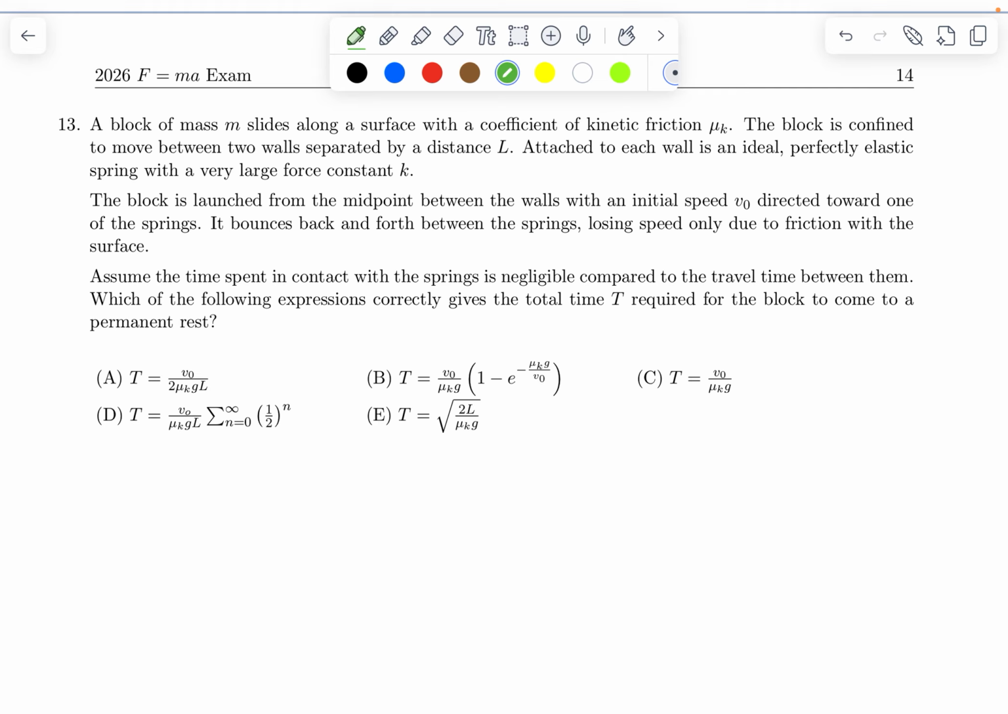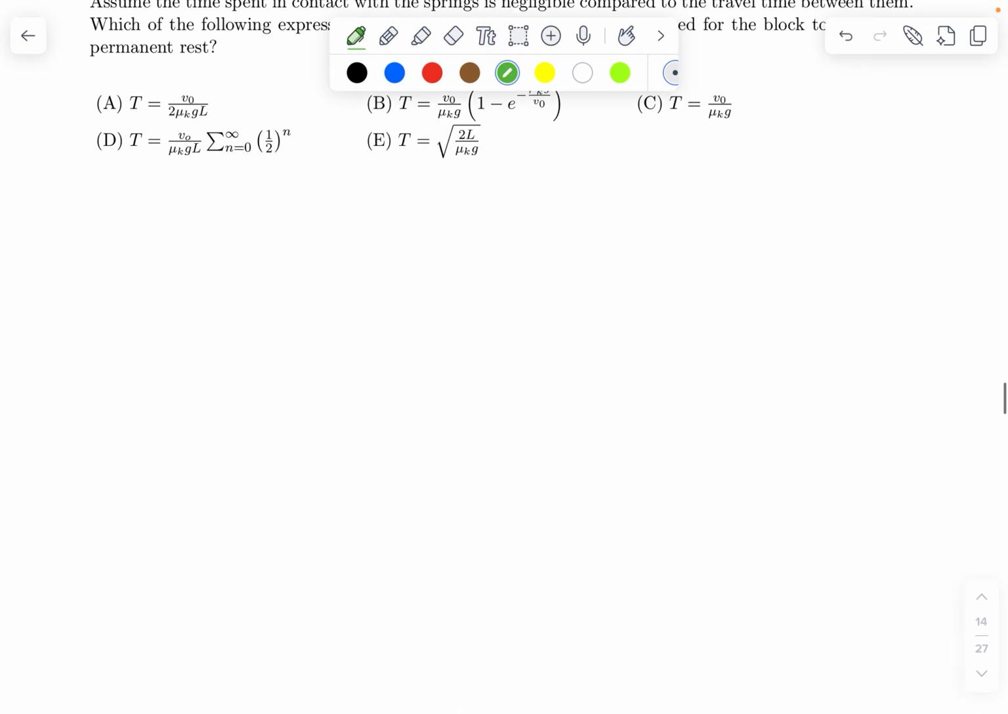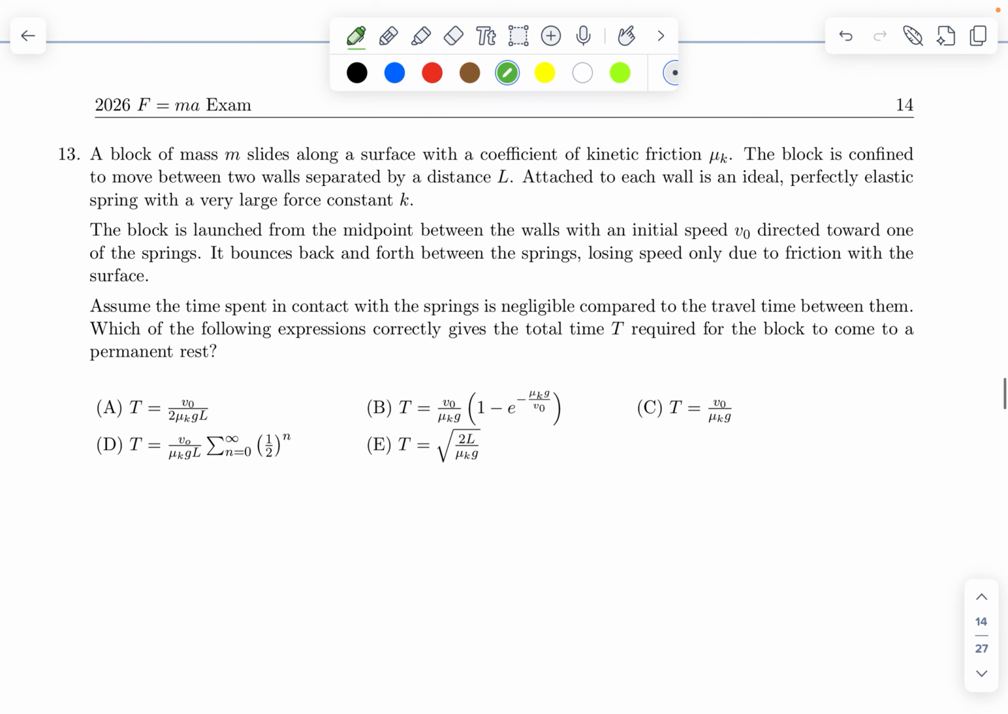First, I would like to start off with the joke of the day, which is, why did the chicken cross the road? Whether the chicken crossed the road or the road crossed the chicken depends on your frame of reference. Okay, so let's get back to the problem.